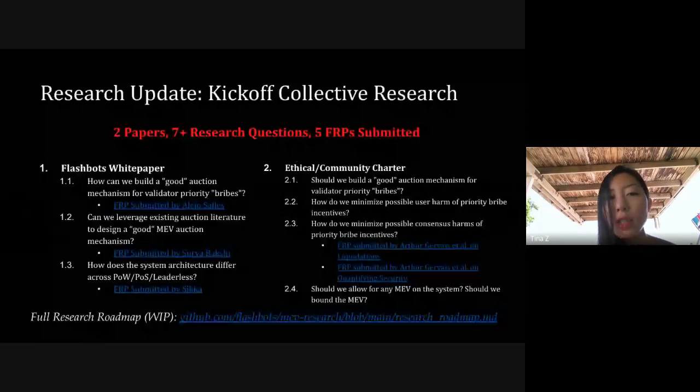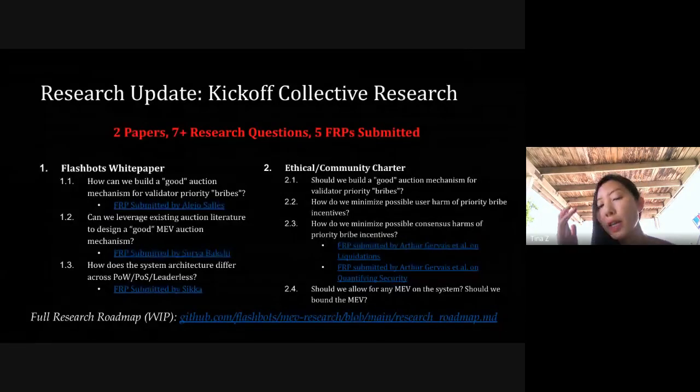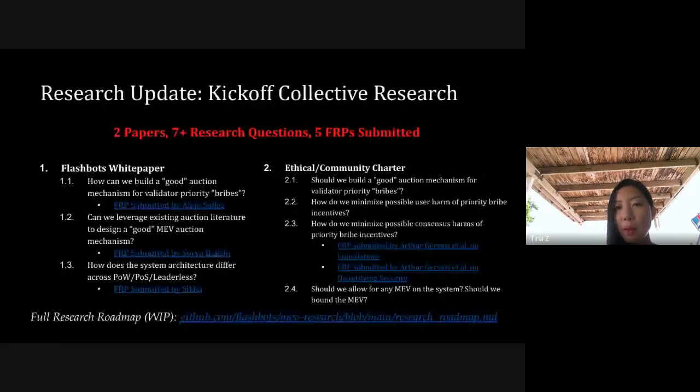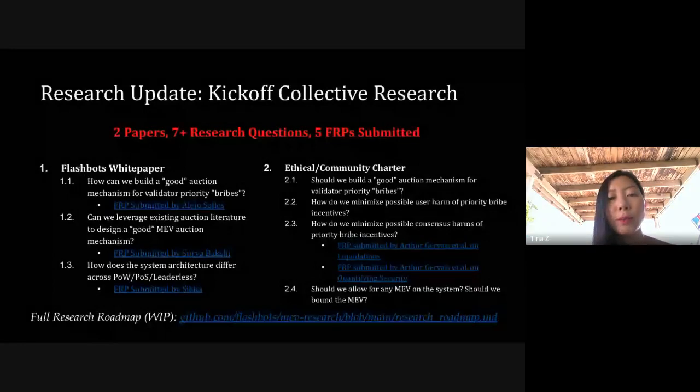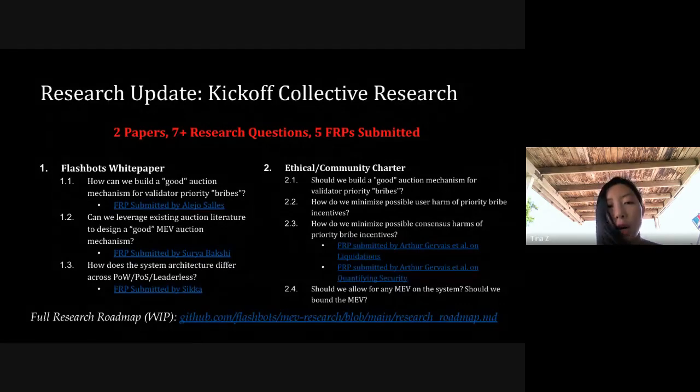All right, so on the research update, we have received 5 FRPs submitted in the past month, and within the 5 FRPs received, we have been able to cover paper 1 that we plan to deliver, which is a Flashbots white paper, the crypto systems paper, on all 3 of the core research directions. And on paper 2, I think we have 2 submissions from the Imperial College researchers on the topic of minimizing consensus harm of priority bribe incentives.